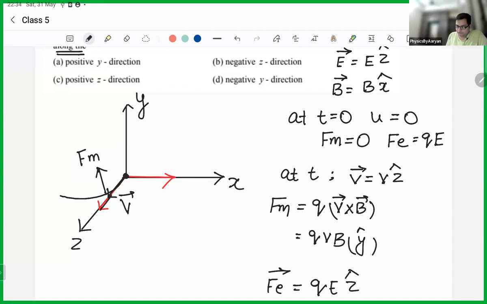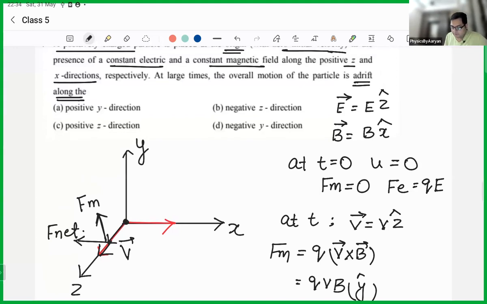Because electric force is trying to move it in Z direction, magnetic force is trying to move it in Y direction. The net force, if you see at this time, will be like this. This will be the net force. So now you have to choose a very simple thing, like here.